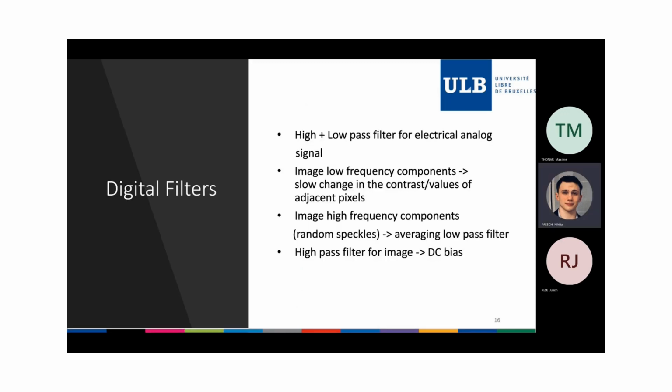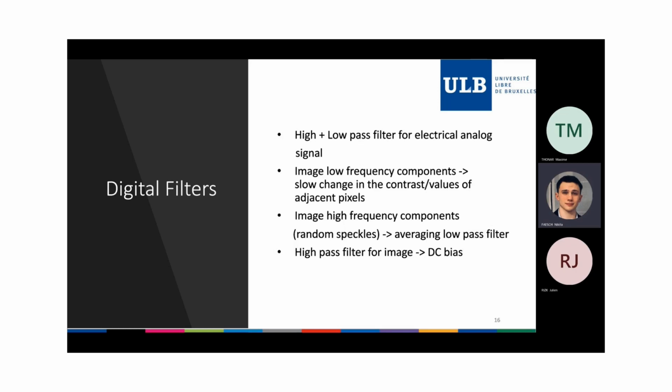If we consider as an input the electrical analog signal containing all frequency components, a high-pass filter will output a signal containing high-frequency components, whereas a low-pass filter will output a signal containing the DC bias and a low-frequency component. However, in imagery, low-frequency components in an image are characterized by slow change in the contrast of values of adjacent pixels, whereas high-frequency components are characterized by rapid change in contrast encountered at the edge of an object, for instance, noise such as random speckles.